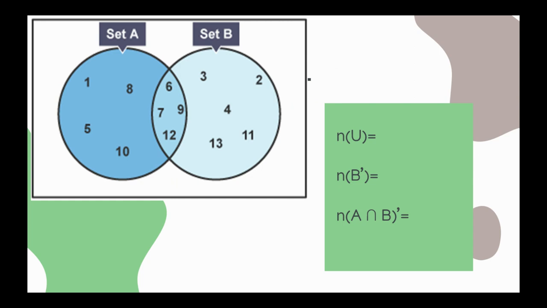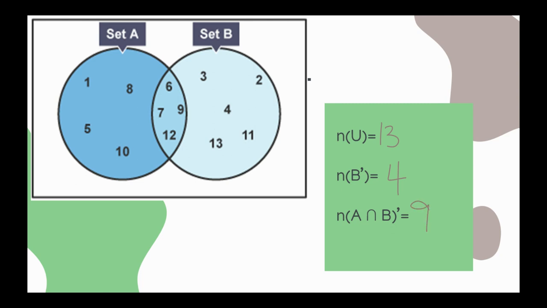Okay, so hopefully you came up with the number of things in the universe is 13, and that the number of things not in B is 4, and the number of things in the complement of the intersection. So we're going to take the intersection out and we'll count how many of the other things there are, and there are 9.